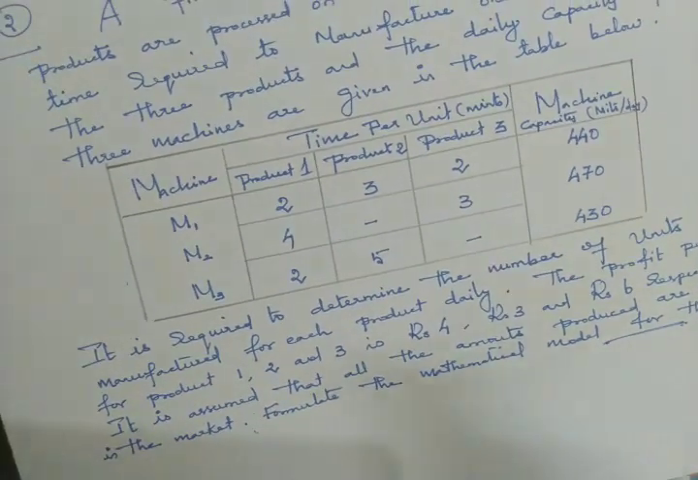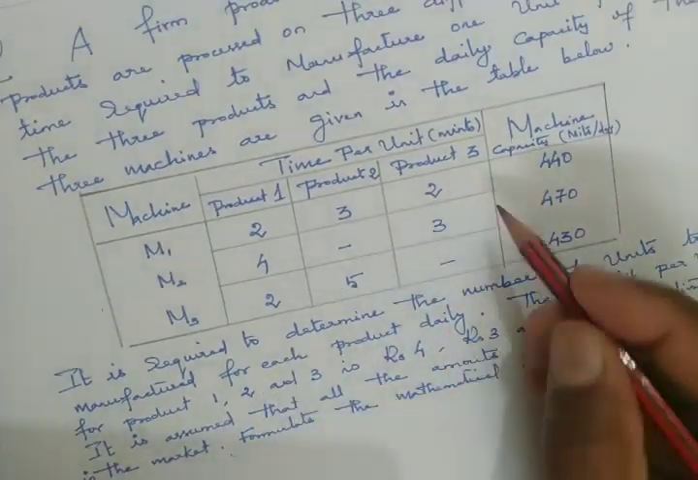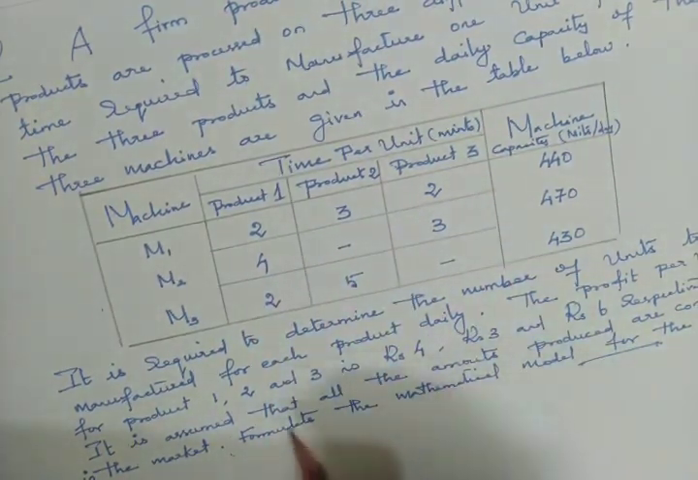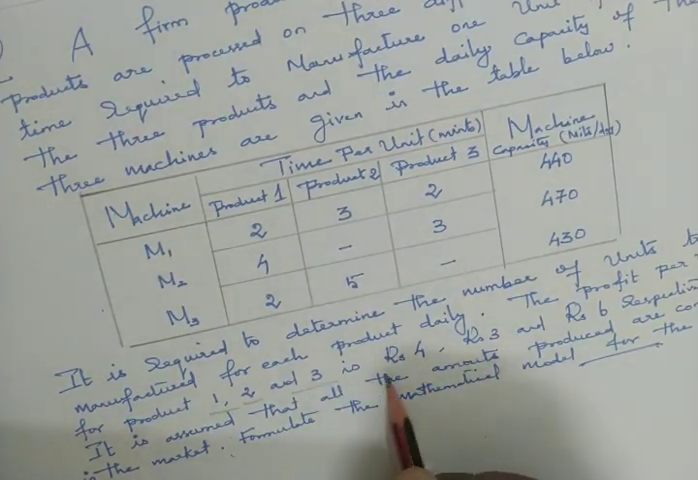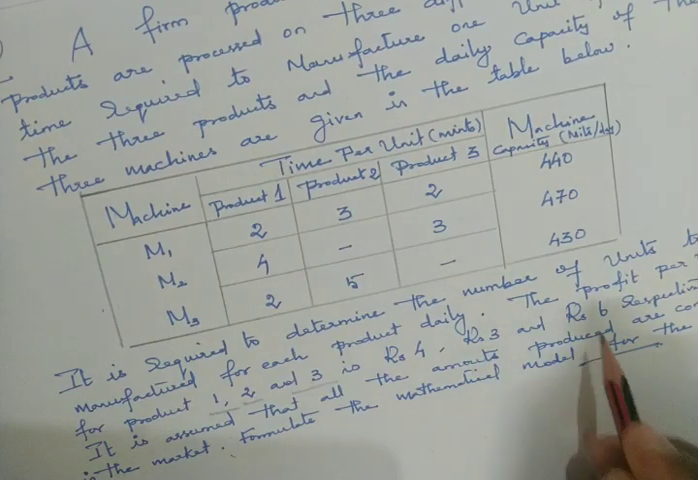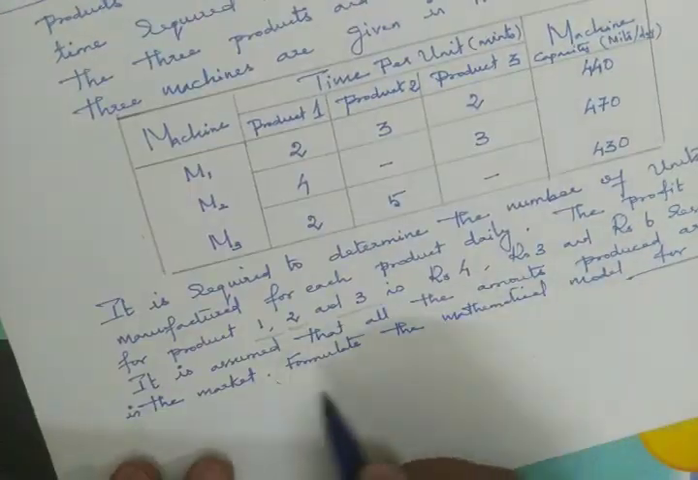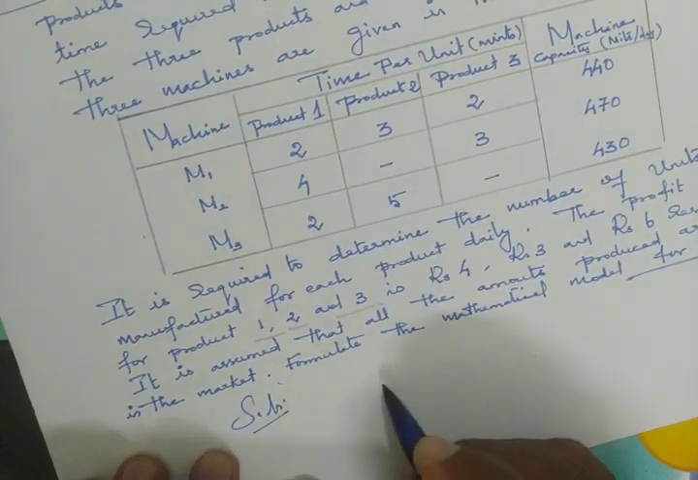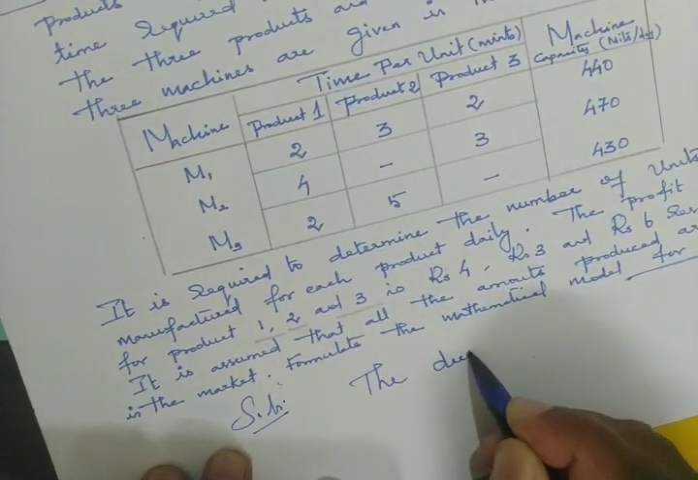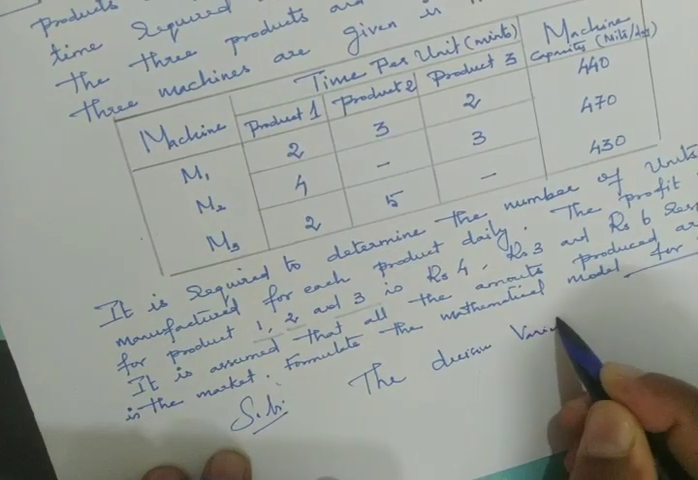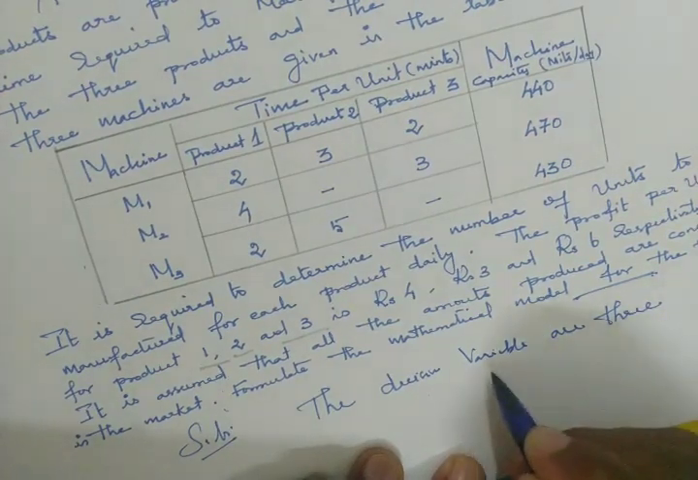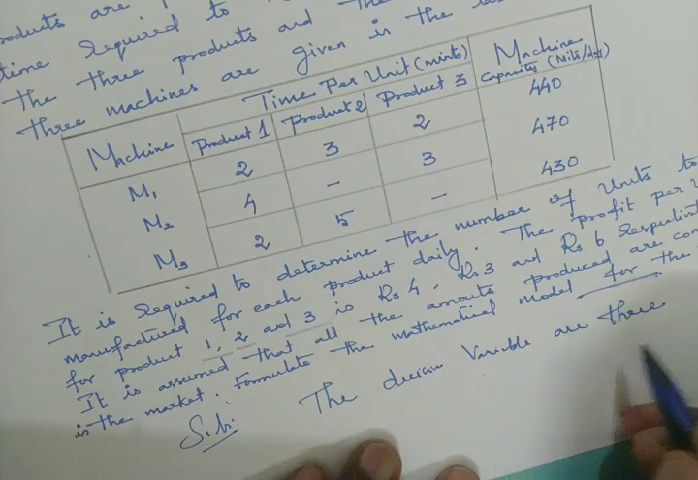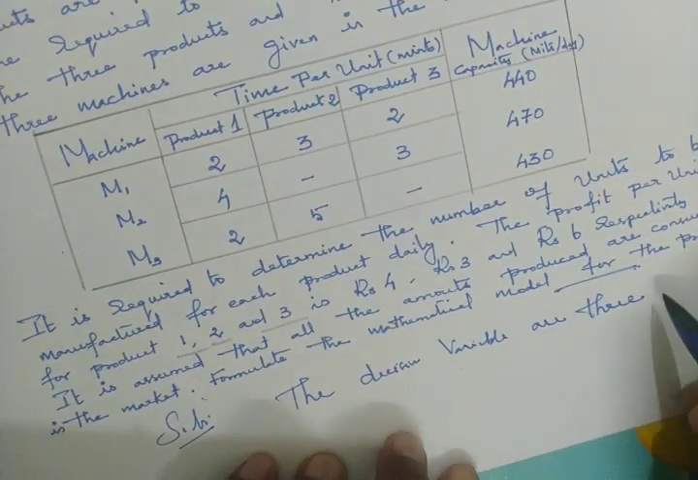So now step 1 says you are going to identify the decision variables. The decision variables are based only on the product price. Here the prices for the three products, product 1, product 2, product 3, are mentioned as rupees 4, rupees 3, rupees 6. That's the reason you are going to consider three decision variables. How many decision variables are in this problem? The decision variables are 3. First, find the decision variables. How many decision variables are involved in the problem? It is very clear the decision variables in the given problem are 3.